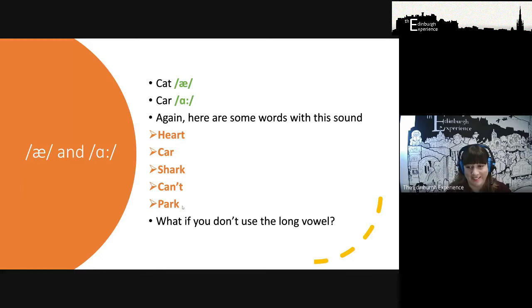Park, pack. Okay, so if you say cat instead of car, it's actually a really different sound. And people are going to find it difficult to understand you. Again, in Scotland, we do pronounce that R sound. And I think whether you're in Scotland or not, sometimes it can be easier to pronounce the R instead of saying car, which can be a bit hard to say. You can say car. Just make sure that you're elongating and you're making the vowel long, right?